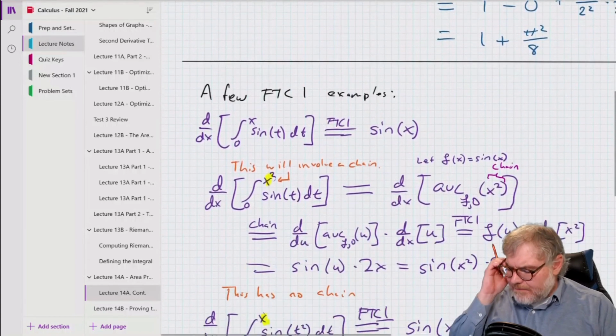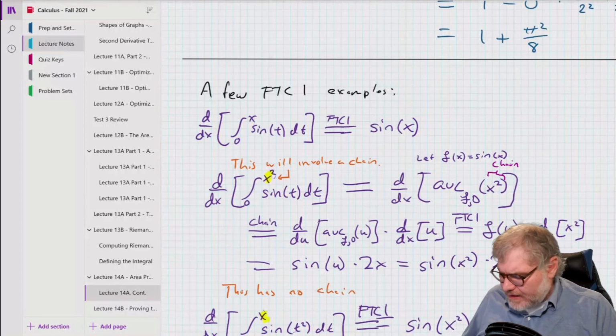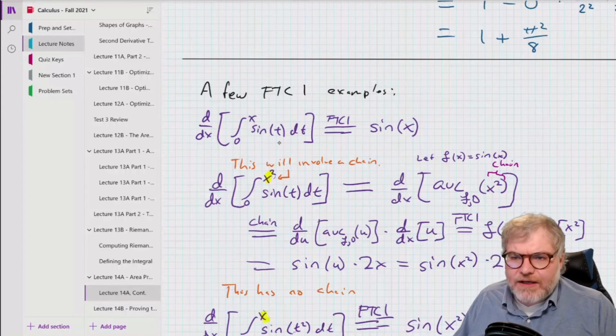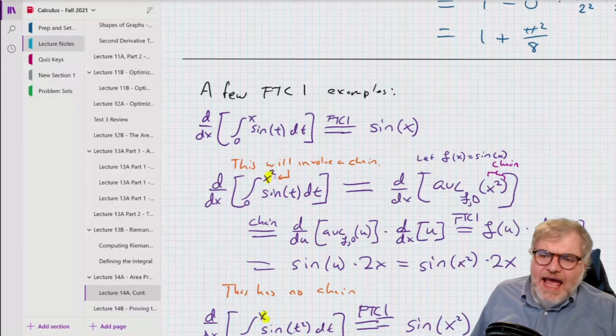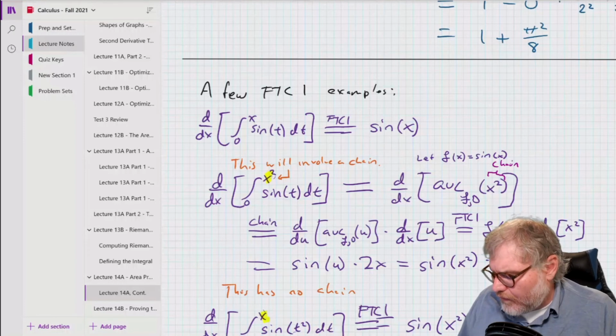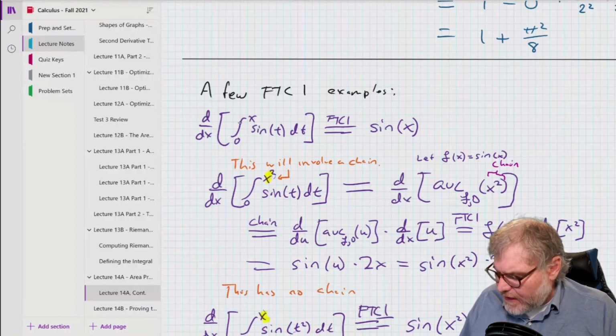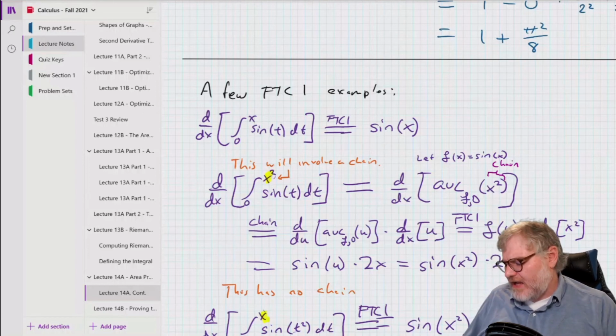Now here's some examples of using the fundamental theorem of calculus part 1. Here I've got the derivative with respect to x of the integral from 0 to x of sine of t dt. Well, f here, remember the notation change, is the area under the sine curve from 0 to x. So the derivative of this by FTC1 is simply sine of x.